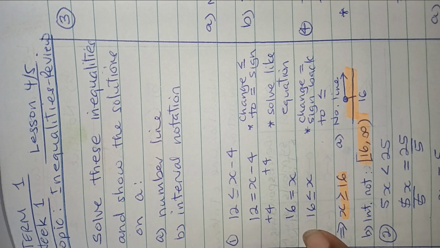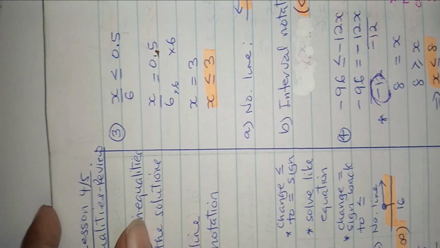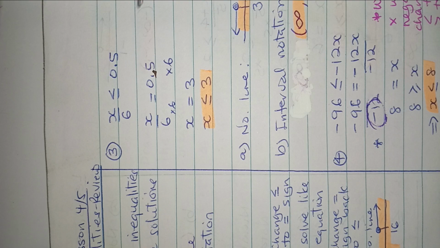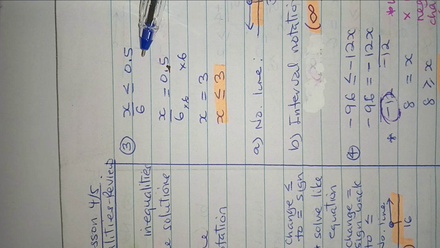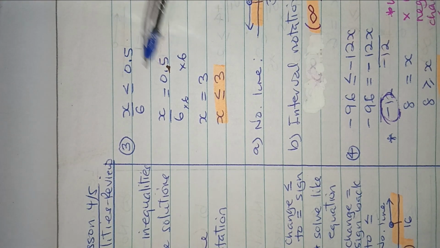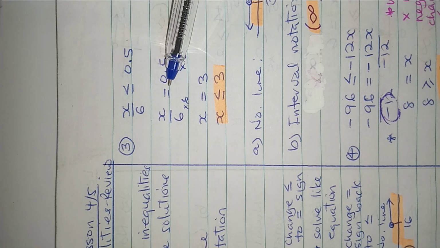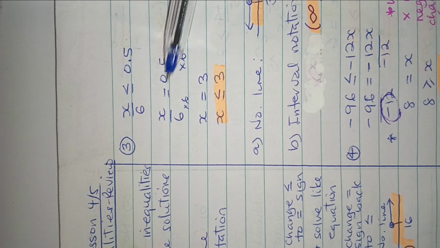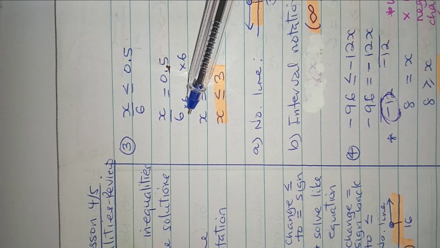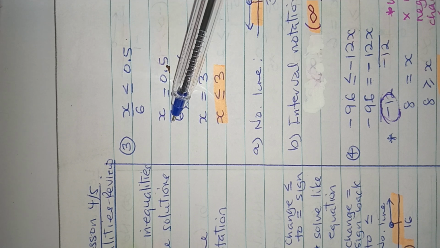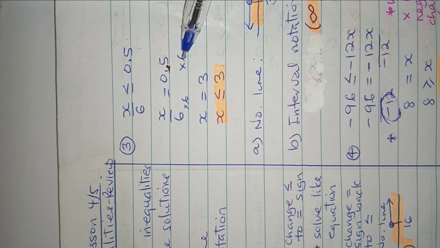The next example, let's look at example 3 here, where we have x divided by 6 is less than or equal to 0.5. Again, first step, we change the inequality sign to equal sign, so it's easy to see the two sides of the equation. Okay, we have x divided by 6, so the opposite of dividing by 6 is multiplying by 6, and we must do it on both sides of the equation.